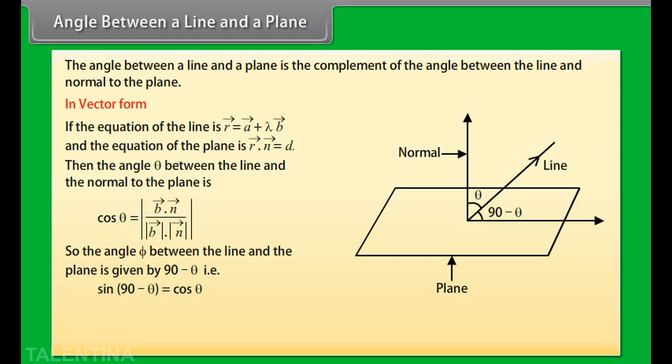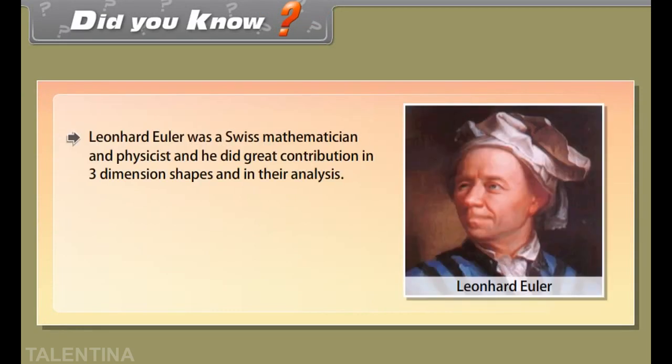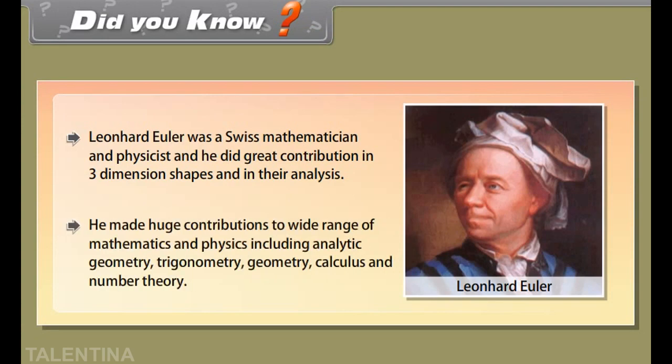equals cos theta. And did you know, Leonhard Euler was a Swiss mathematician and physicist, and he made great contributions to three-dimensional shapes and their analysis. He made huge contributions to a wide range of mathematics and physics, including analytic geometry, trigonometry, geometric calculus, and number theory.